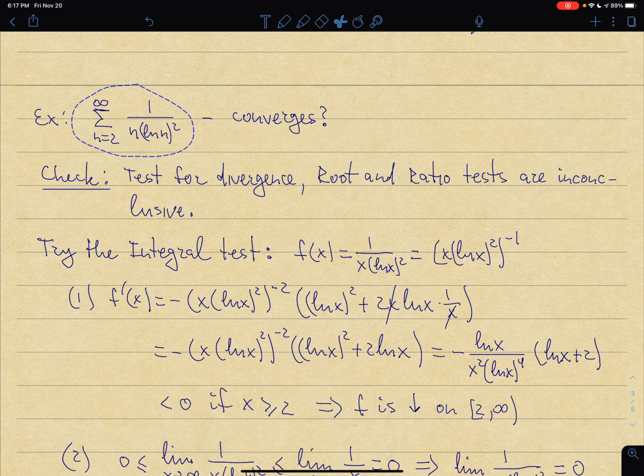All right, and the next time we're going to introduce an additional test, something called the alternating series test, that you have seen already in calculus. You saw it in calculus a long time ago.